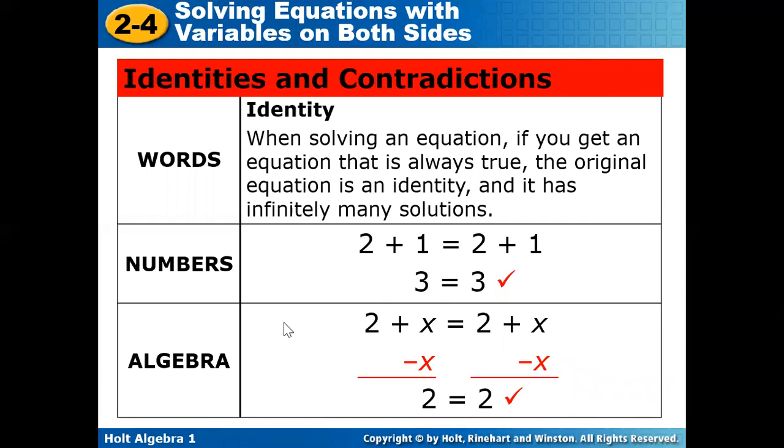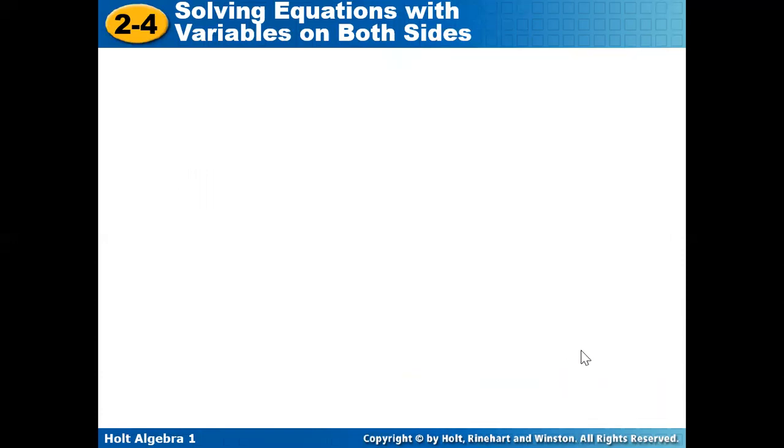Once again, an identity. When solving an equation, if you get an equation that is always true, the original equation is an identity and it has infinite solutions, right? So if something was 2 plus 1 is equal to 2 plus 1, 3 is equal to 3. That's always true. 3 does indeed equal 3, right? Same thing here, right? 2 plus x is equal to 2 plus x. We want to move this x over here, so we're going to subtract it from both sides. And you get 2 equals 2, which is an identity, right?